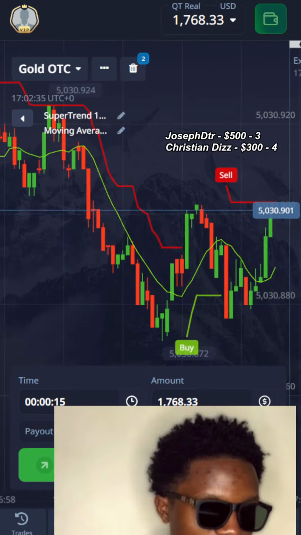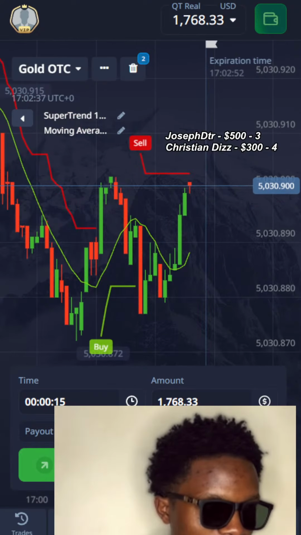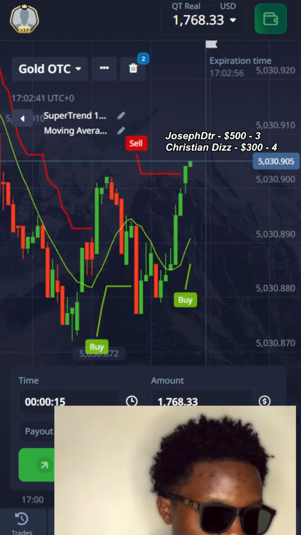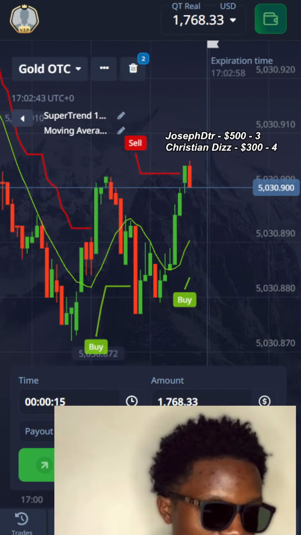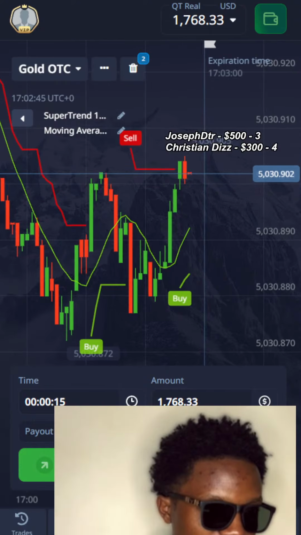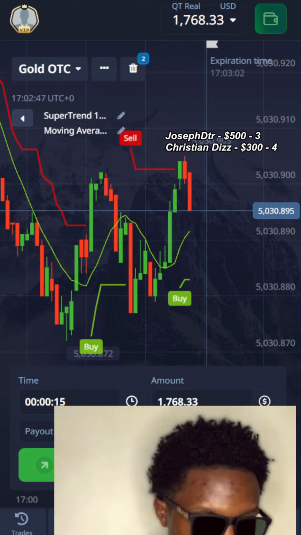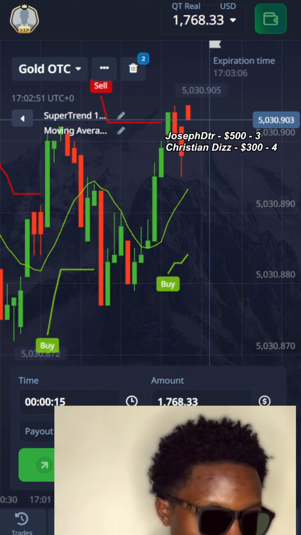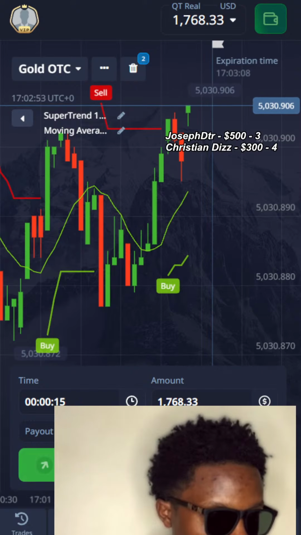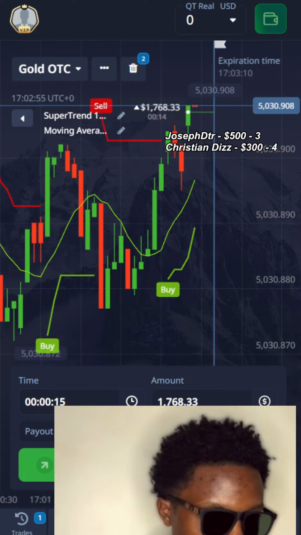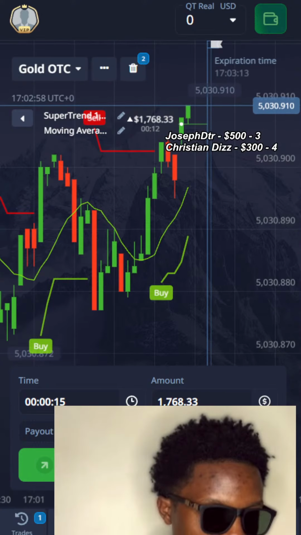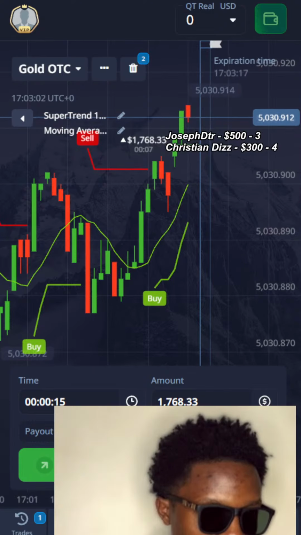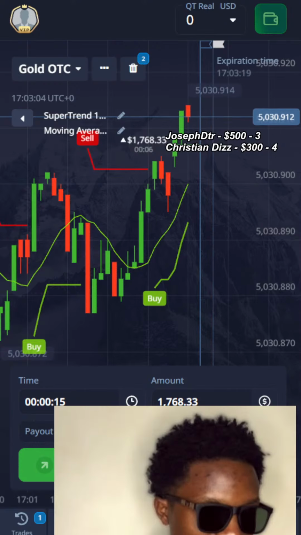So here you can see we have broken this structure down here and this one here. What we do here, watch carefully and see what happens next. We were supposed to be entering from here at the moving average. Let's take this buy from right there.